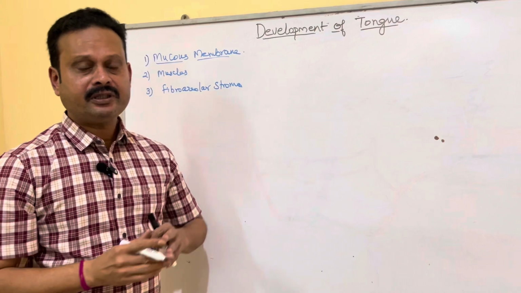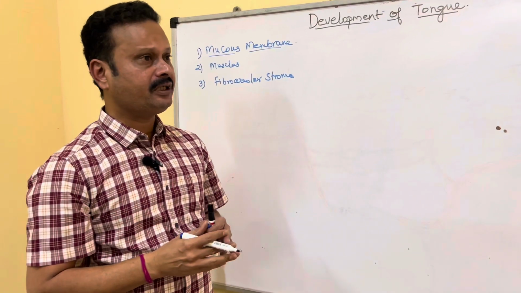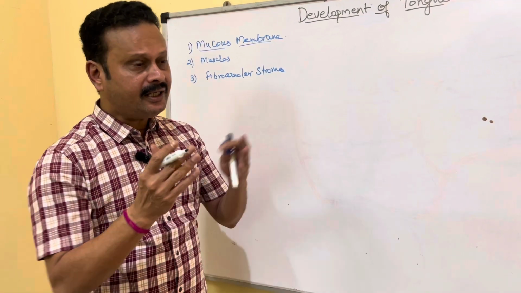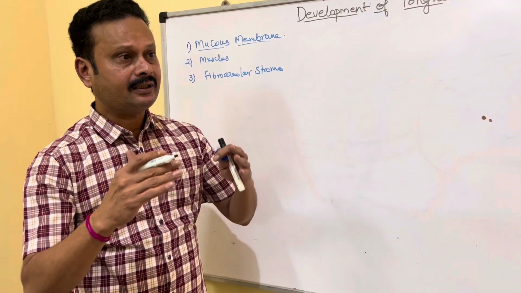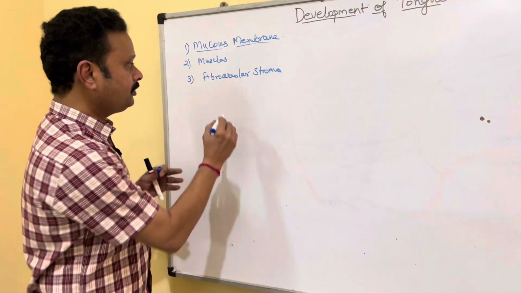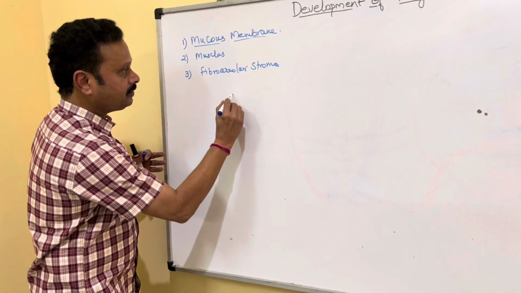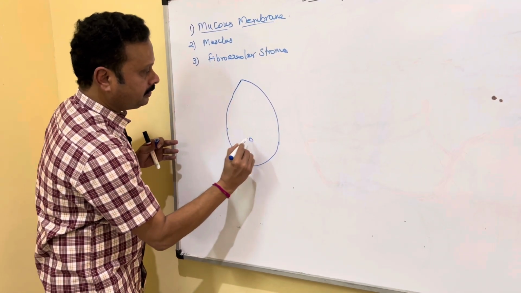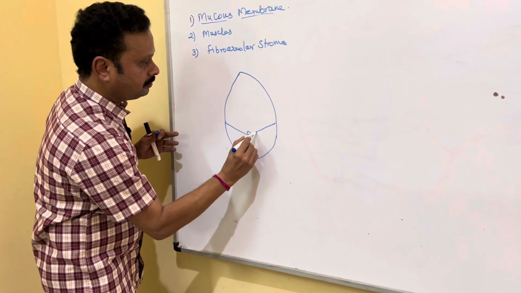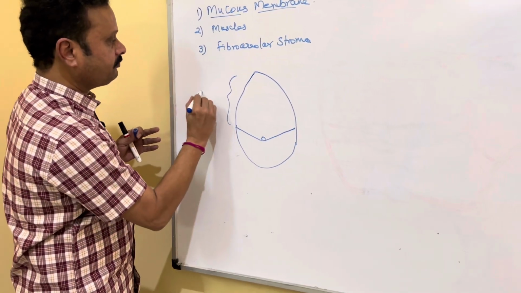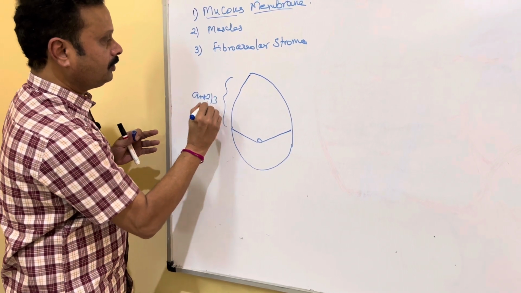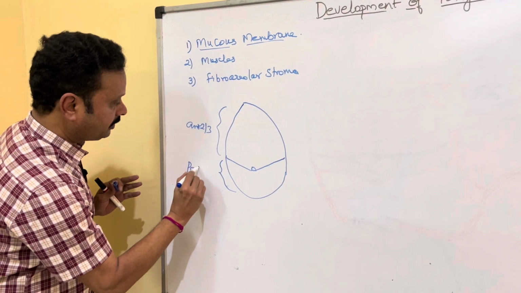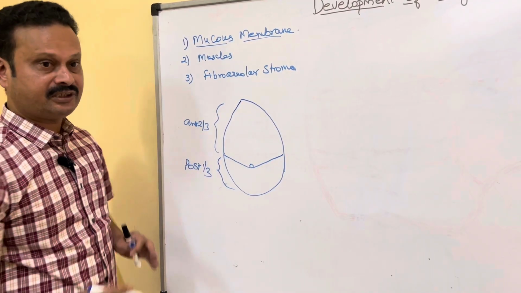The mucous membrane of the tongue develops from the endoderm of the foregut, and its development is divided into two: the anterior two-thirds of the tongue, or oral part of the tongue, and the posterior one-third of the tongue, or pharyngeal part.